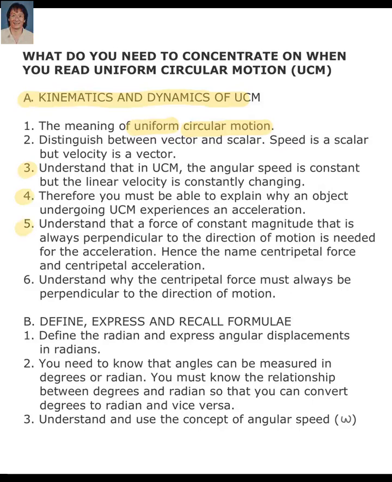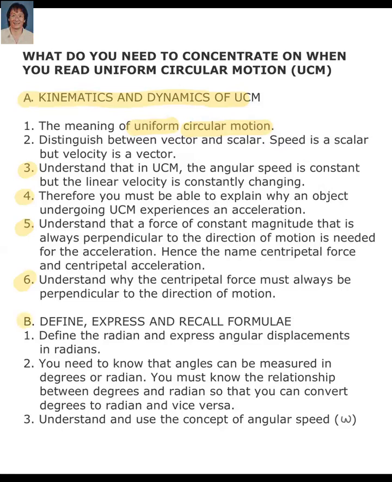Number five, understand that the force of constant magnitude that is always perpendicular to the direction of motion is needed for the acceleration. Hence the name centripetal force and centripetal acceleration. The word centri means directed towards the center of a circle. Number six, understand why the centripetal force must always be perpendicular to the direction of motion.